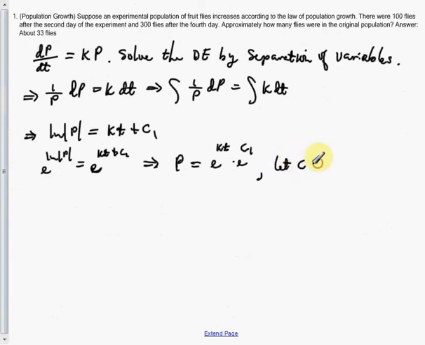Let capital C equal e to the c sub 1. And so this is what you've seen in your algebra class, that the population is equal to C times e to the kt. You've seen that before, right? So that was algebra. That's just the thing that just fell out of the sky.